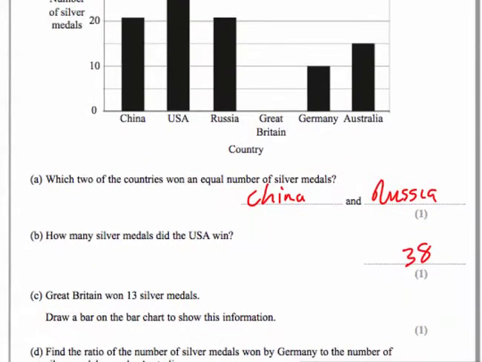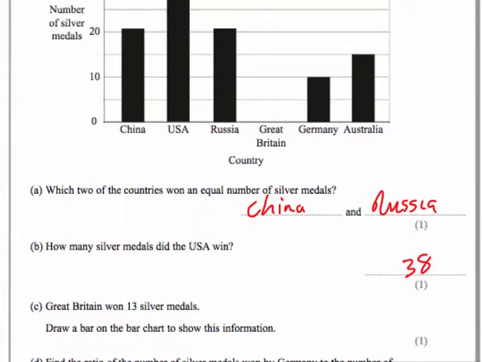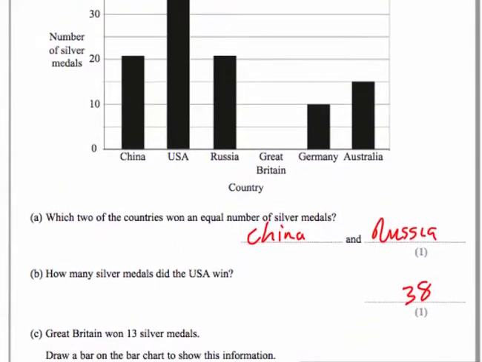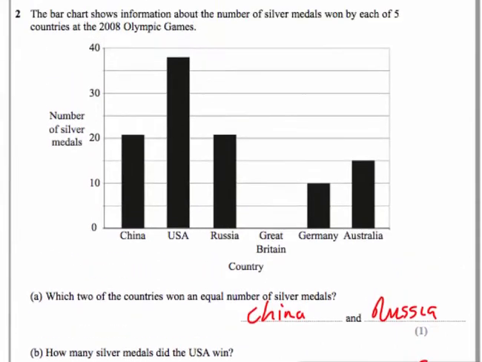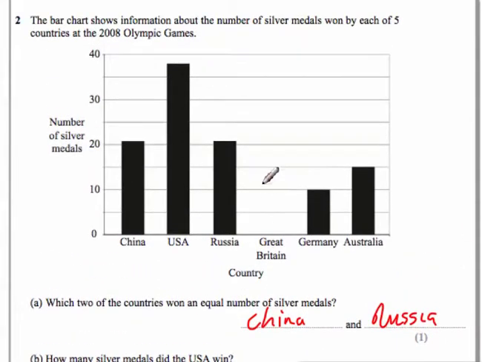Great Britain won 13 silver medals. Draw a bar on the bar chart to show this information. Oh, at last, we've been recognised. 13 silver medals. 13 is going to be, well, this is 10, and this is 15, so you're going to be looking about there. You don't have to be perfect with this. The scale on here isn't very accurate, so you just do your best, but it still needs to be about right. And I'm going to shade that in.